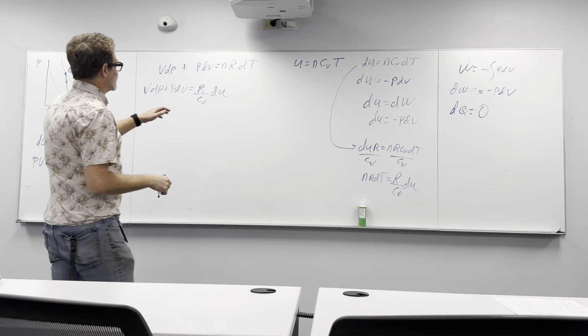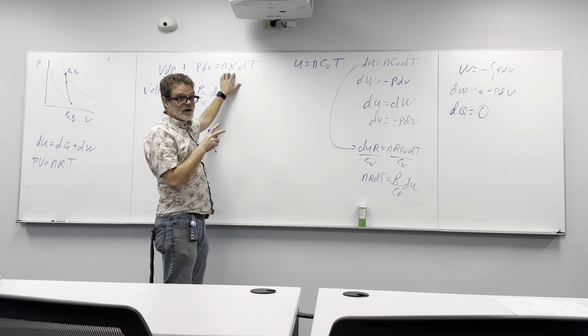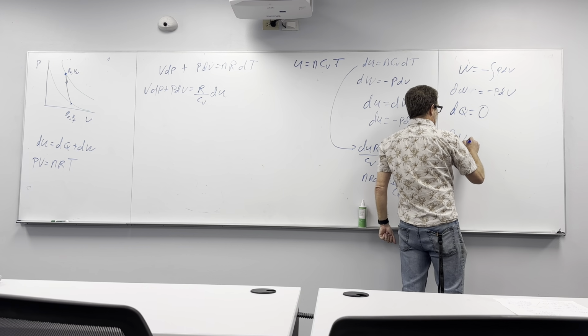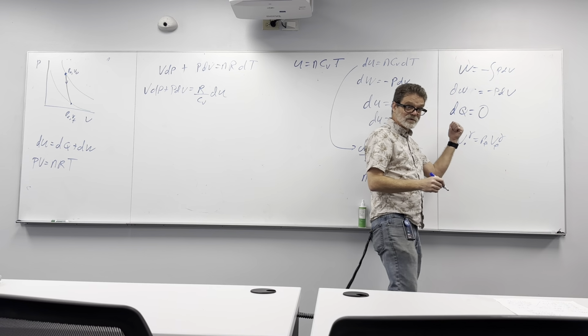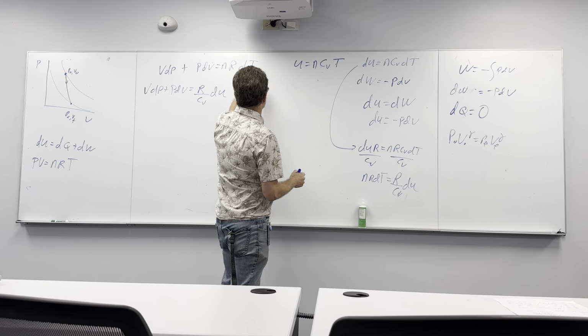I want to get rid of nR dT. Why? Because I want to write everything in terms of pressure and volume. Because what am I looking for? The relationship P naught V naught to the gamma equals. I'm looking for a relationship between pressure and volume. So I've got to get rid of temperature. So you're trying to make that formula? I'm trying to make that formula.